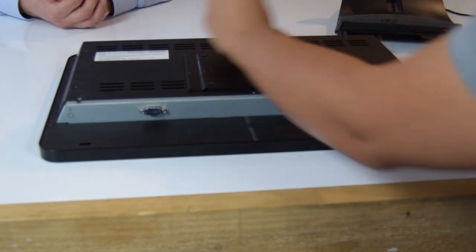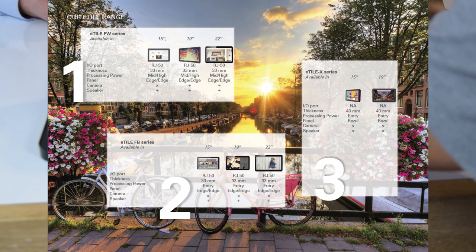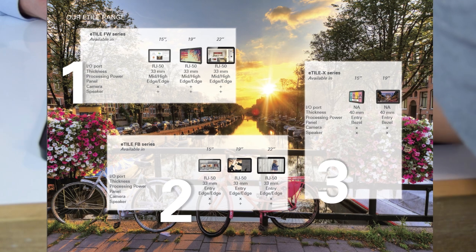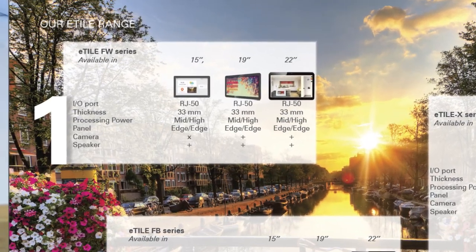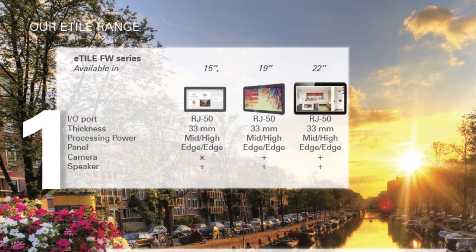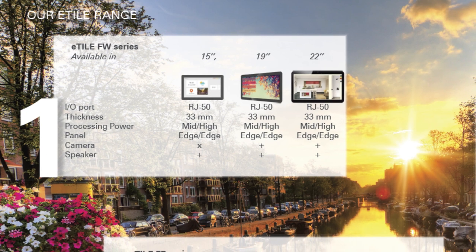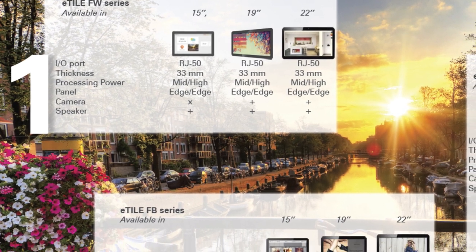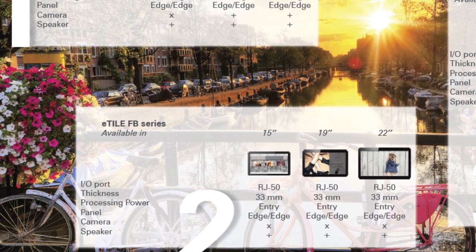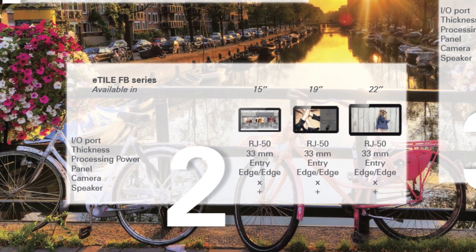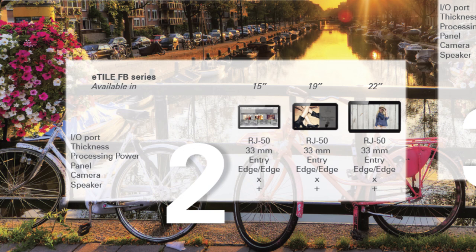Yeah, that's correct. So in general, we have the eTILE range, which we already had for a few years, and now we launched the eTILE-X. If we look from the eTILE point of view, we have three different sizes of screens, so 15-inch, 19-inch, and 22-inch, which we have in, let's say, a fanless and a non-fanless version. So the fanless version is based on a Pentium or Celeron CPU, which is comparable with the CPU used in the newly launched eTILE-X. Or we have a non-fanless model, which is based on an i3 or i5 CPU, so for much higher-end performance, but however non-fanless.